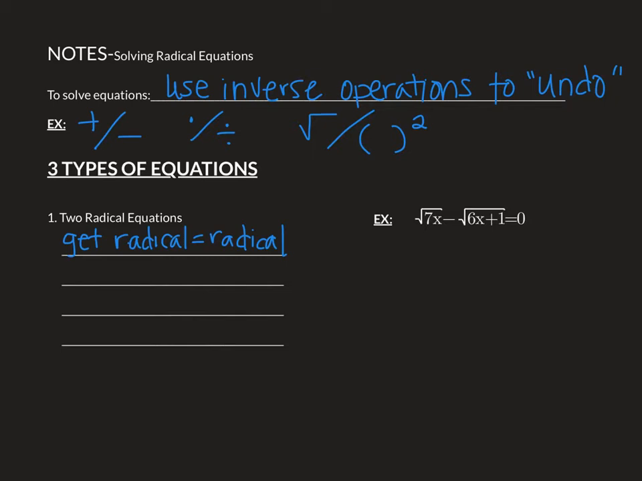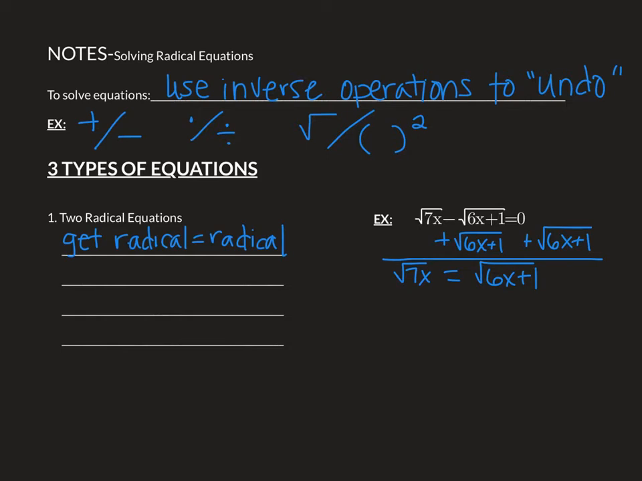Okay, so let's look at what that might look like on this example just to the right. If we have the square root of 7x minus the square root of 6x plus 1, notice this has 2 radicals in this equation. Well, the first thing that I'm going to do is get radical equals radical. To do that, I am going to add the square root of 6x plus 1. And remember, I can't do it just to one side of the equation. I have to add it to the other side. So I'm adding the square root of 6x plus 1 to both sides. So I get the square root of 7x equals the square root of 6x plus 1. Now I have a radical equals a radical. So in a 2 radical equation, we want radical equals radical. There's our first step.